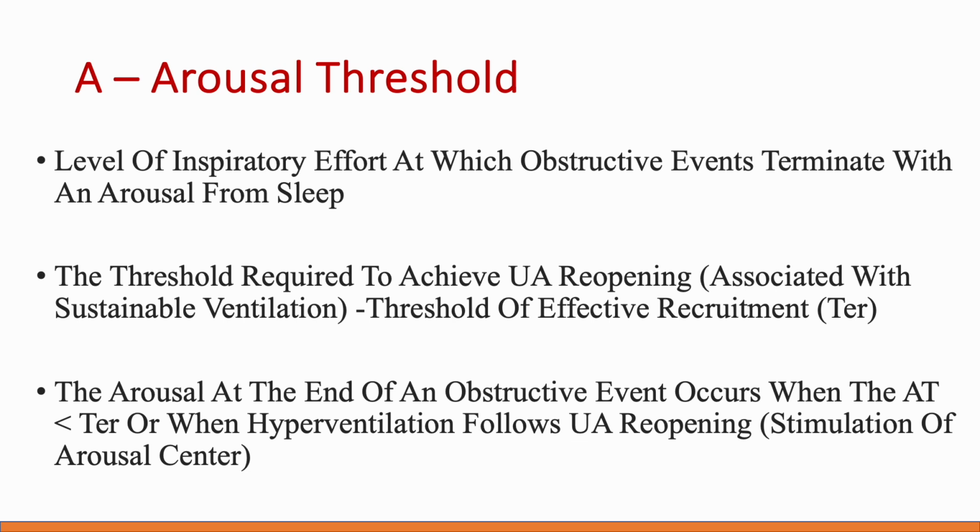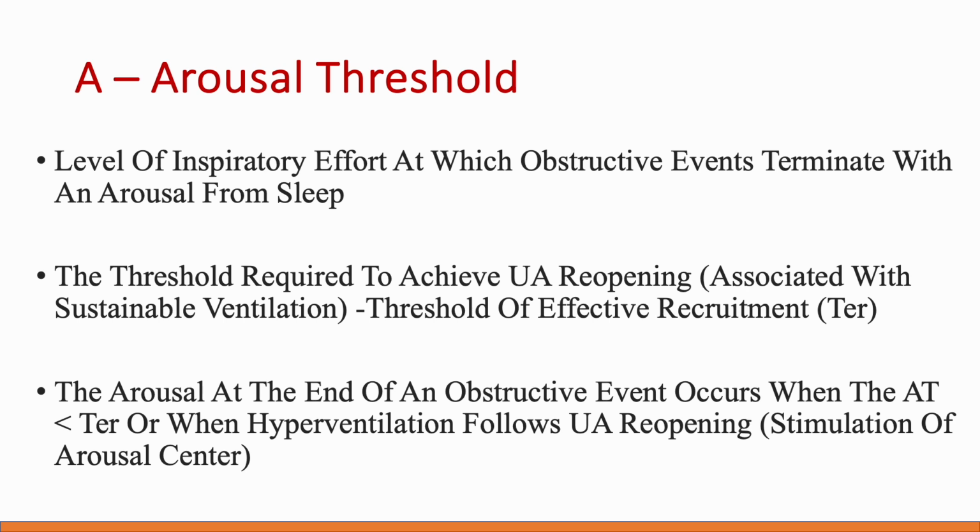Now, arousal threshold, or A, is the level of inspiratory effort at which obstructed events will terminate and the patient will arouse from sleep. So, this is the level where there is an arousal. In this group of patients, the threshold required to achieve upper airway opening and to get good sustainable ventilation is called the threshold of effective recruitment, or TR. That means the threshold where the airway will open up.